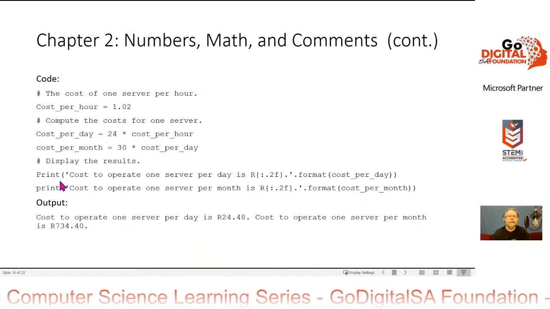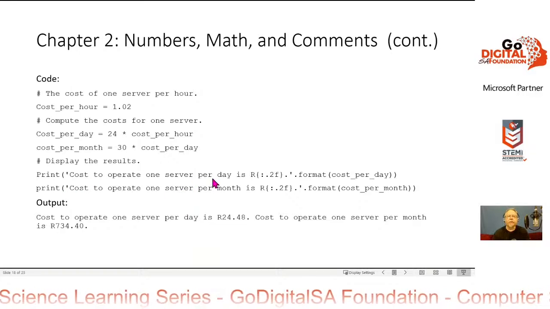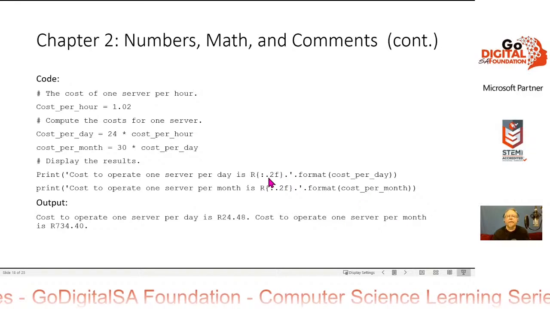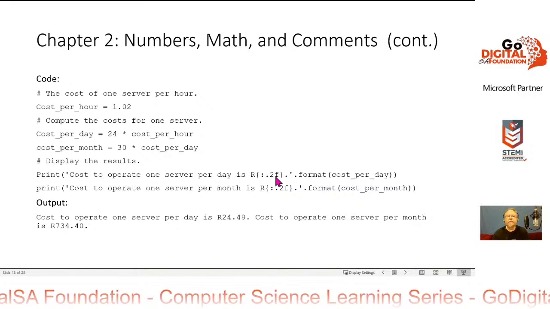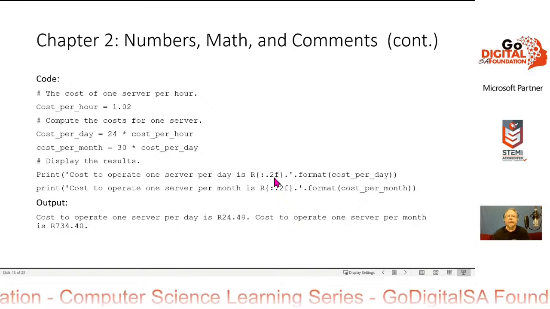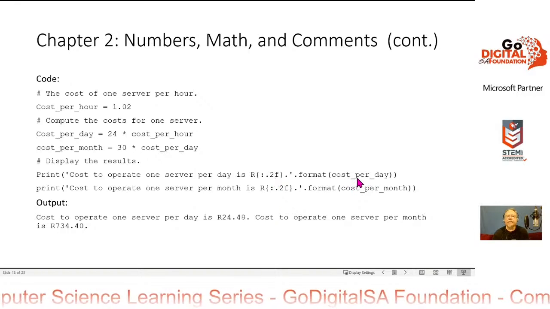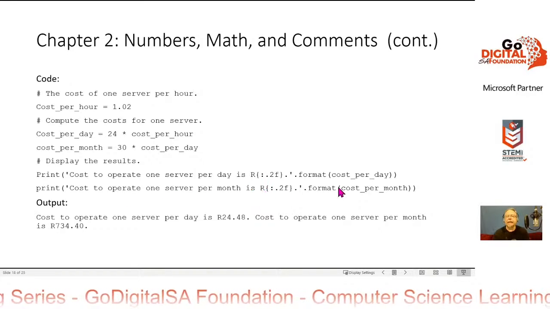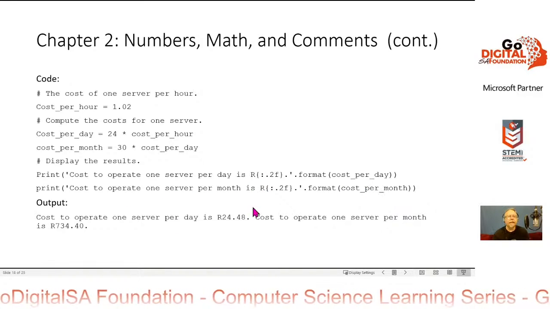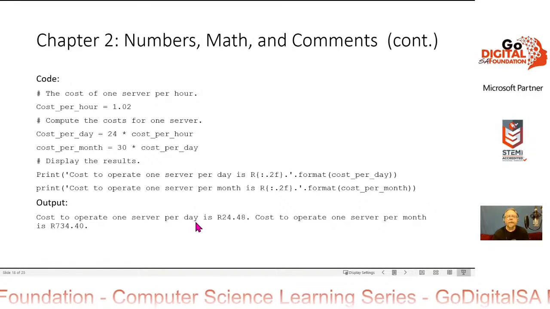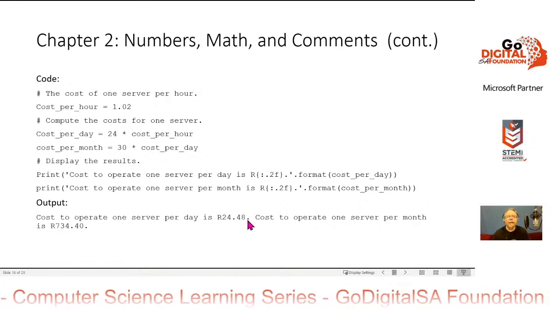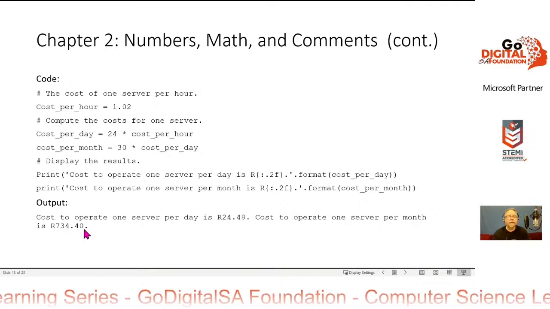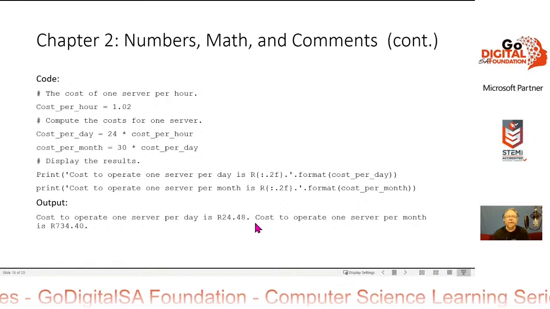Then display the results. Print, cost to operate one server per day is R, and then in our curly braces, we've got 0.2f, so that's going to be a floating point with 2 decimal places, and that's the cost per day. The cost to operate one server per month is, and again, formatted, cost per month. So the output is going to be: cost to operate one server per day is 24.48. Cost to operate one server per month is 734.40. Okay, and sorry, these should be on two separate lines.